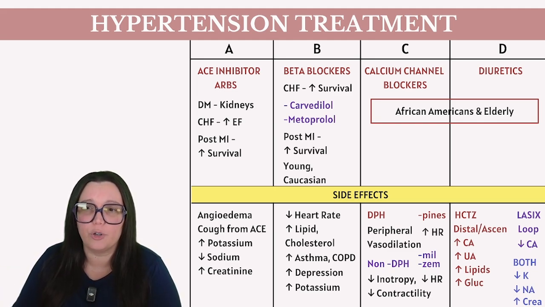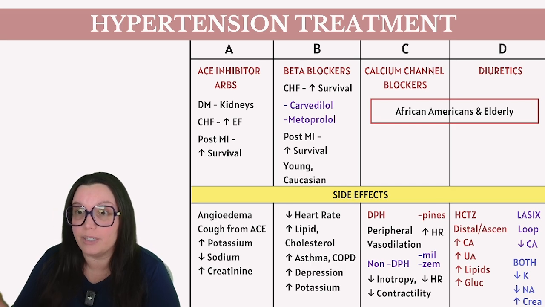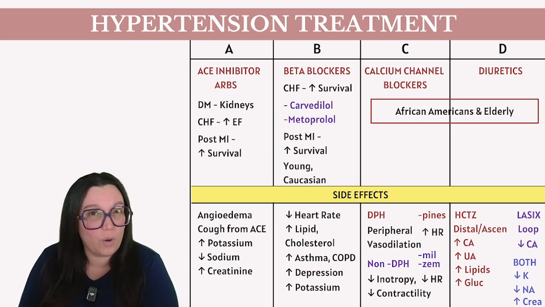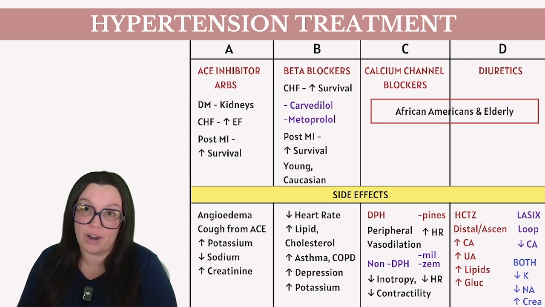However, carvedilol and metoprolol are generally the medications that you'll see. Beta blockers are also known to be effective with our younger patients who are dealing with hypertension. Clinical observations suggest that they tend to work well in our young Caucasian individuals, showing greater efficiency in that demographic.